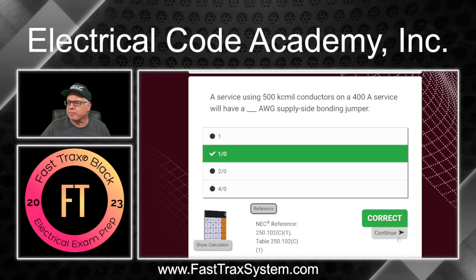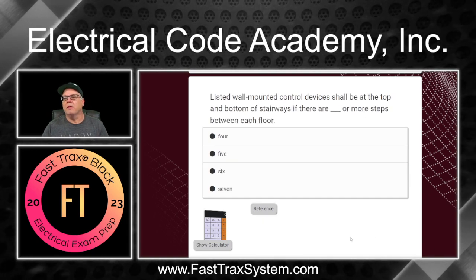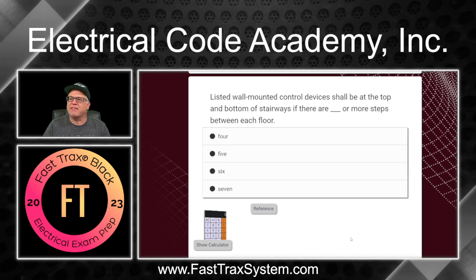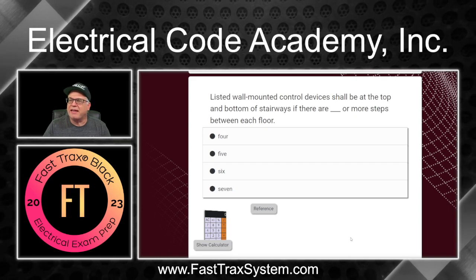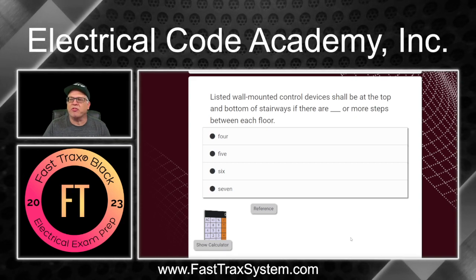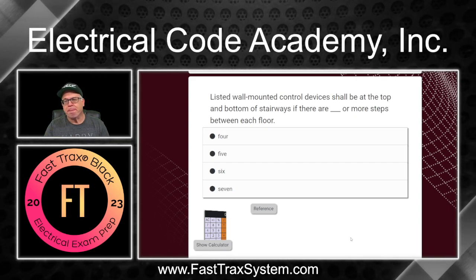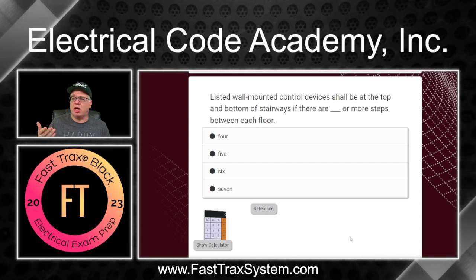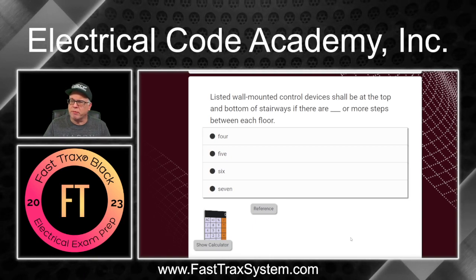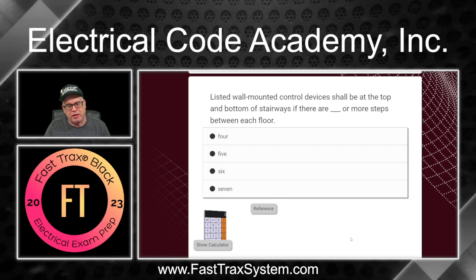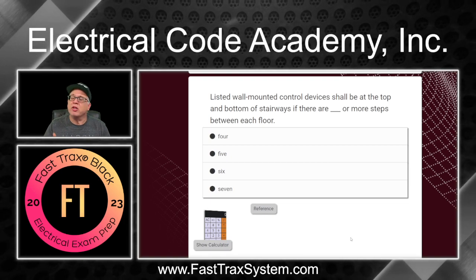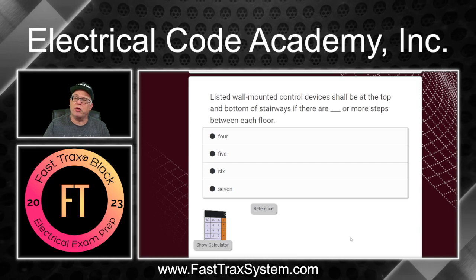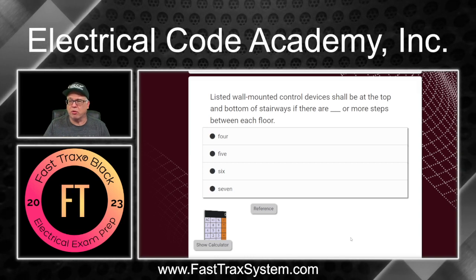Let's do another one. All right. Listed wall-mounted control devices shall be at the top and bottom of the stairways if there are blank or more steps between each floor. Okay, so this makes sense, right? You want to be able to turn the lights on at the top of the stairs. You want to be able to turn the lights off at the bottom of the stairs. You're getting ready to head up the stairs. You want to be able to turn the lights on. Again, this is a safety thing, but it's based on a number of risers that you have or steps.